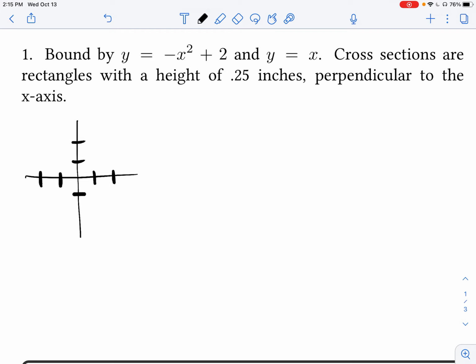This shouldn't be too bad. So it's got a y-intercept of 2. It's negative x squared, so this is going to be our parabola. So y equals negative x squared plus 2 is going to look something like this.